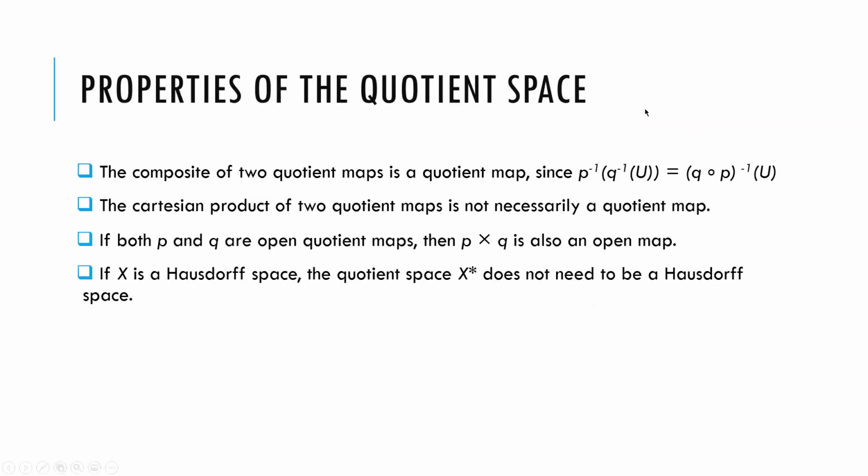So a few more properties of the quotient space are that the composite of two quotient maps is a quotient map. Since we can say that (Q∘P) inverse of U is equal to P inverse of Q inverse of U. Or just an easy way which I taught for myself: if we have P which maps X to Y, and then we have Q which maps Y to Z.